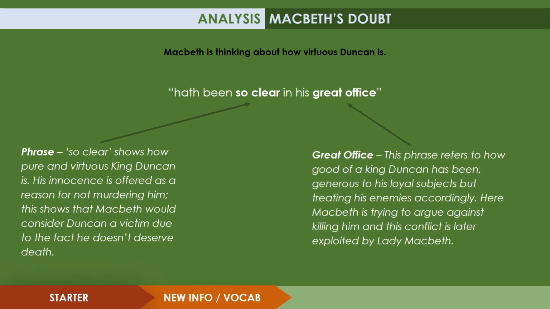So next we have great office, and this phrase refers to how good of a king Duncan has been. Okay, so he's been generous to his loyal subjects but treating his enemies accordingly. Okay, so here Macbeth is trying to argue against killing him, and this conflict is later exploited by Lady Macbeth.